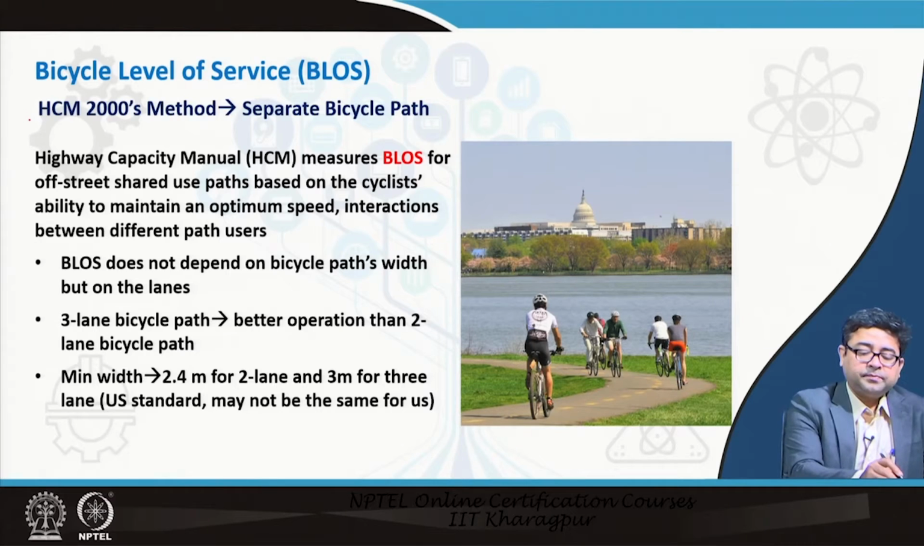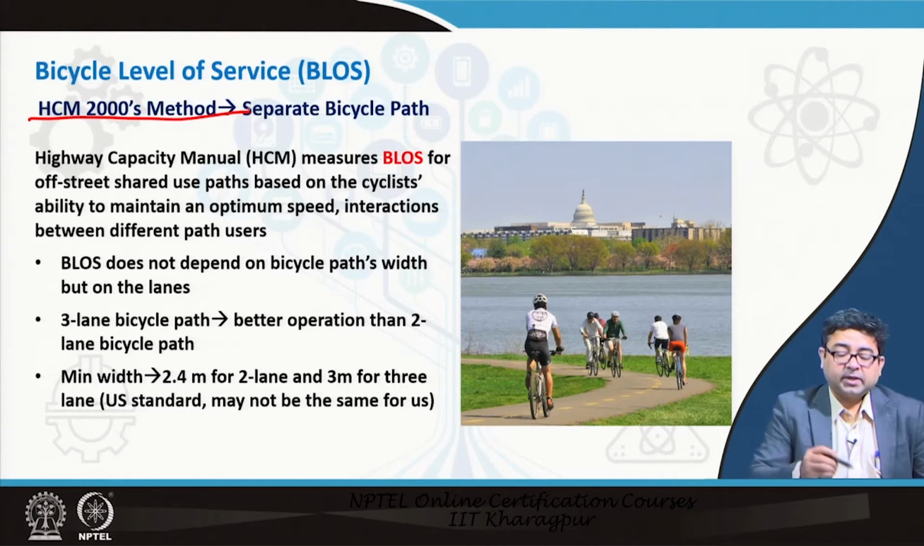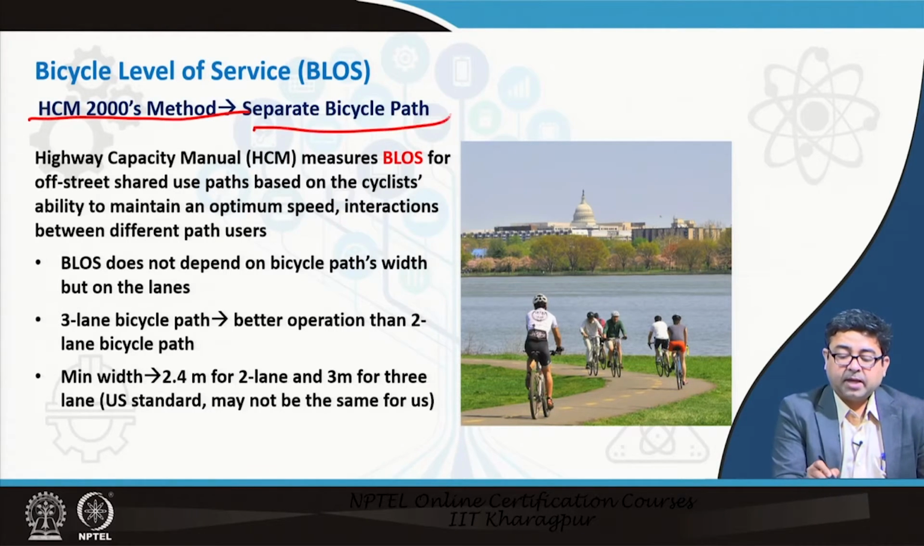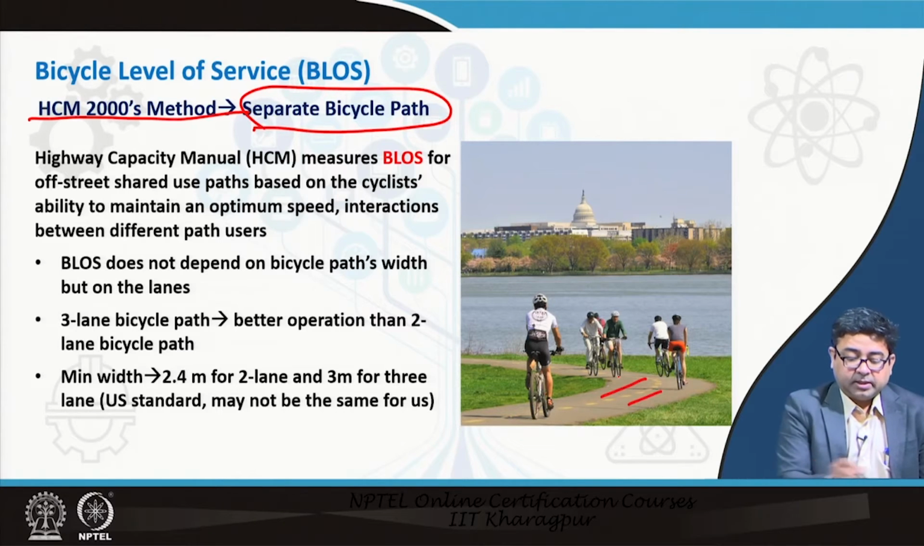What the HCM 2000, so HCM again is the Highway Capacity Manual developed in the United States. Its method is dedicated for separate bicycle paths. So, it develops a level of service method for separate bicycle paths which are only for bicyclists, right. There cannot be any other types of users on that facility, not even pedestrians. So, they are off street shared use paths. Okay, they could be shared use as well, they could be for pedestrians, but they could be only for bicycles as well.